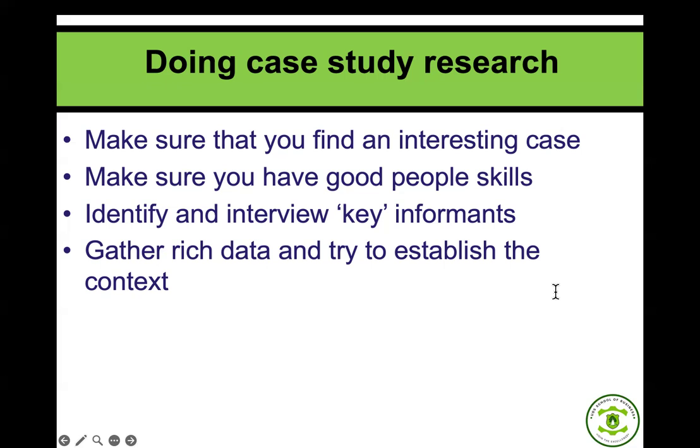And then the last part is gathering rich data and trying to establish the context. This particular aspect basically means that you'll be collecting data from multiple sources and you have multiple types of evidence. Understanding them in the broader environment is very important because some of them will involve documenting historical backgrounds, capturing organizational culture and whatnot. When we are doing case study, these 4 points are also very, very critical.